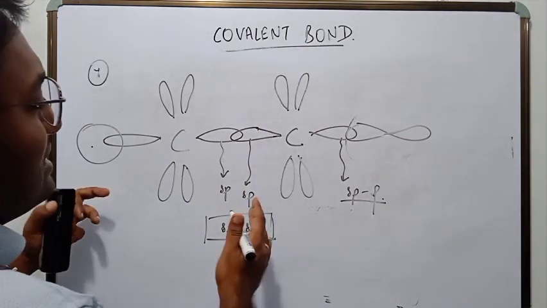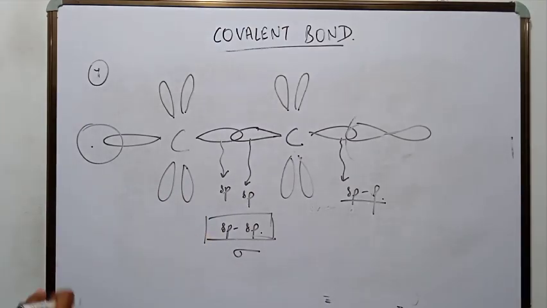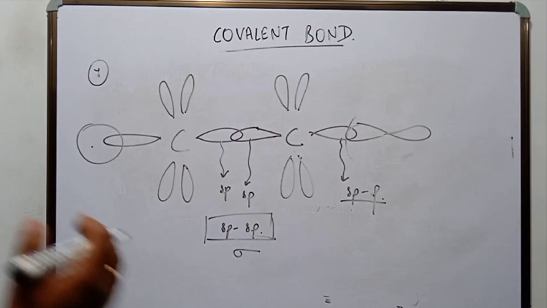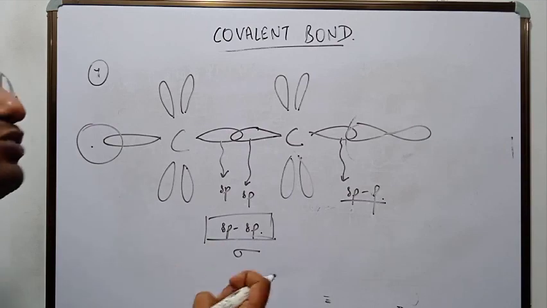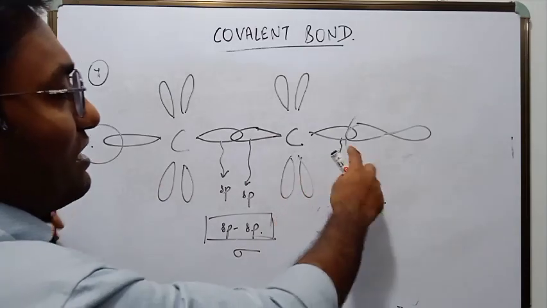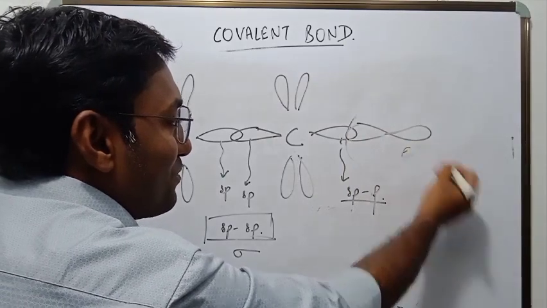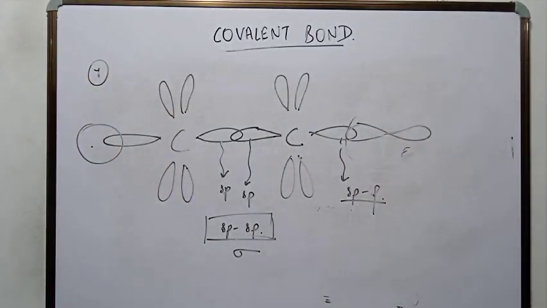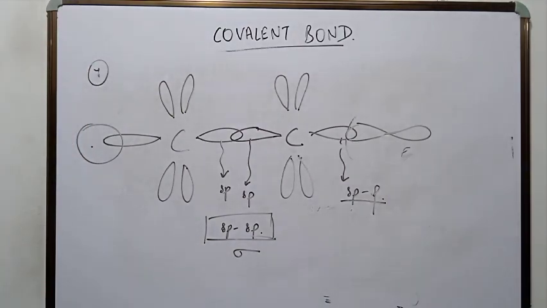It only requires head-on overlap. This head-on overlap can be between s and s orbitals, between s and p orbitals, between p and p orbitals, between sp2 hybrid orbitals, between sp2 and s orbitals, and between sp2 and p orbitals. Here we have seen sp-s overlap, and sp-p overlap if it is fluorine or chlorine. All these are examples of head-on overlap, and this can result in a sigma covalent bond. All that is required is head-on overlap.